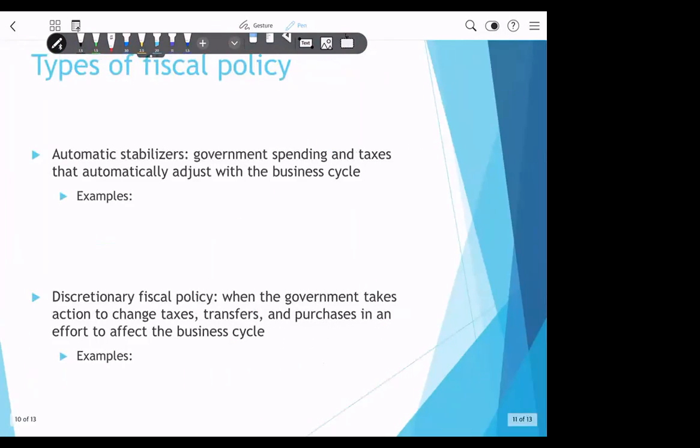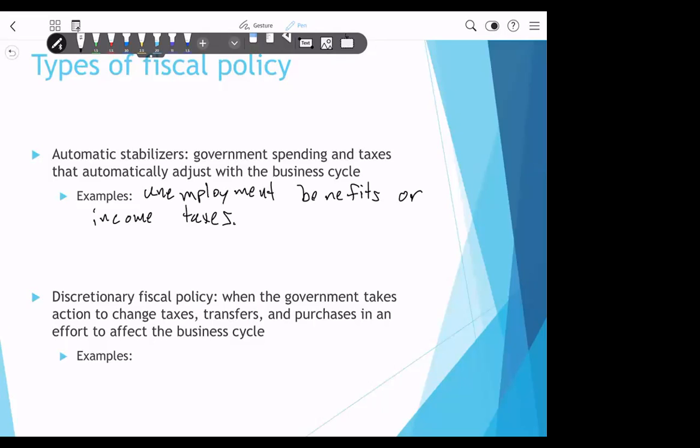Okay, so one of the last things I want to go over, there are types of fiscal policy. There are what are known as automatic stabilizers. This is going to be government spending and taxes that automatically adjust with the business cycles. Okay. One example here is something like unemployment benefits, or income taxes.